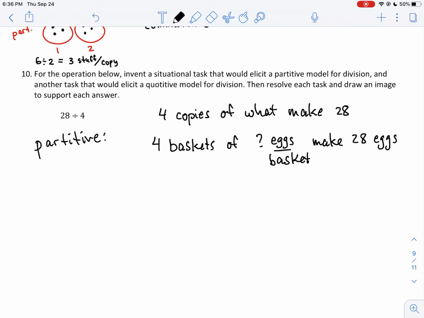Okay, so now we've invented a context, and I will leave it to you to actually write this out as a word problem. You know how many baskets there are, you know how many eggs you have, the question is how many eggs are there per basket. And we are assuming that the number of eggs per basket is consistent, right?